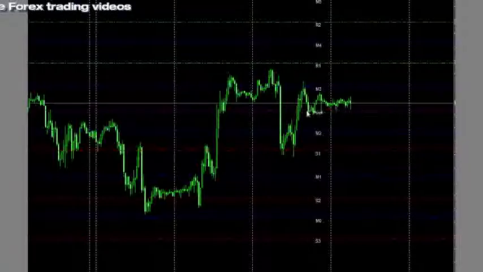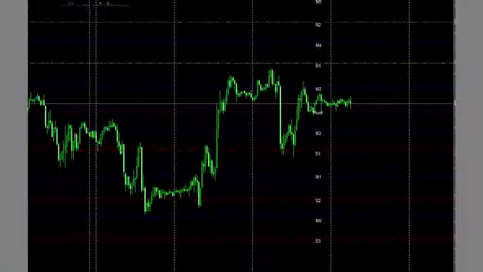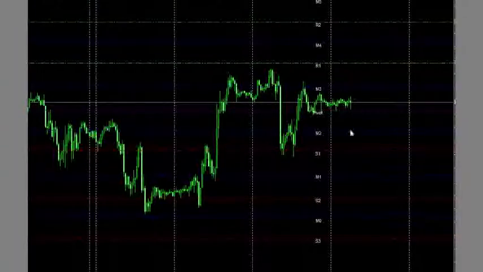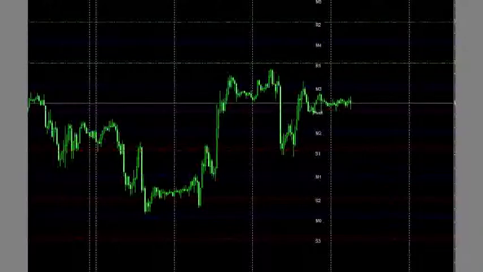So the central pivot, which is the pink line in the illustration here, is the main pivot, and then you've got these R1, R2, R3 above it, that stands for resistance, and below it, you've got S1, S2, S3, that stands for support. So basically, we talked about below the pivot is the buying zone, above the pivot is the selling zone.